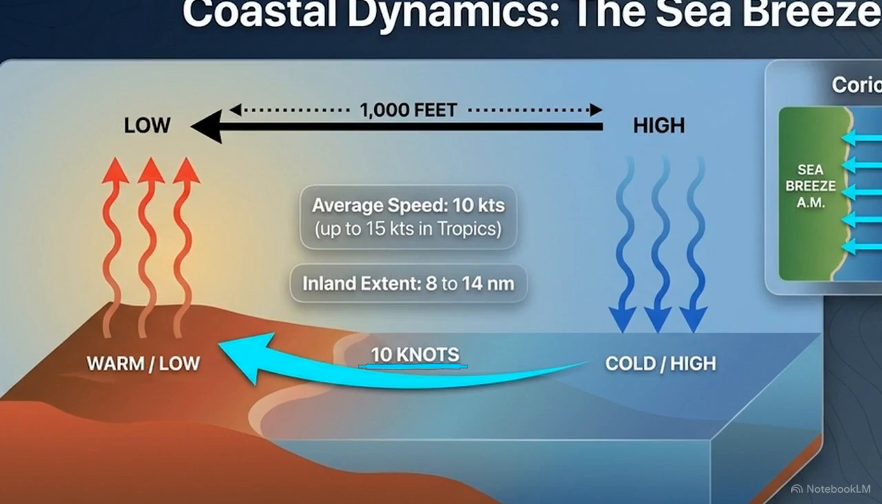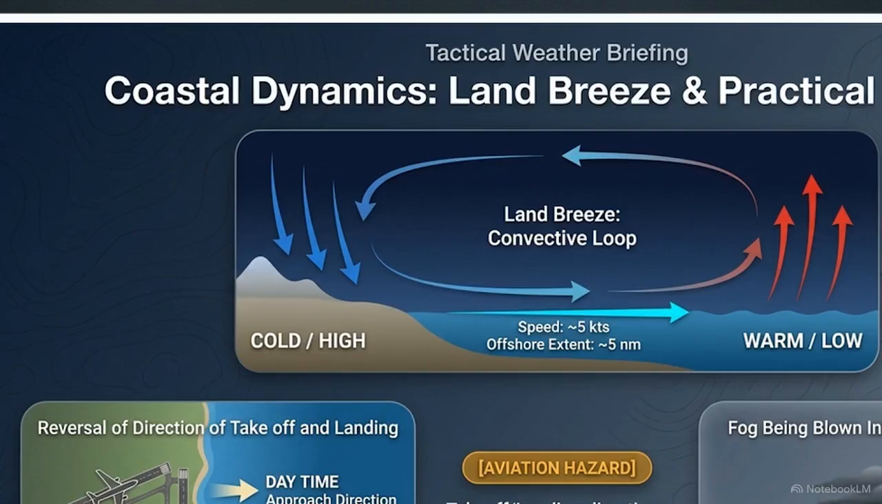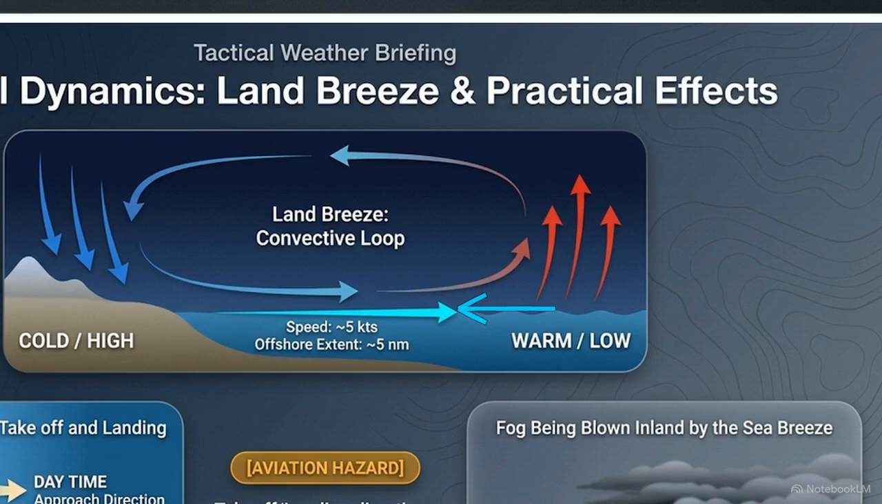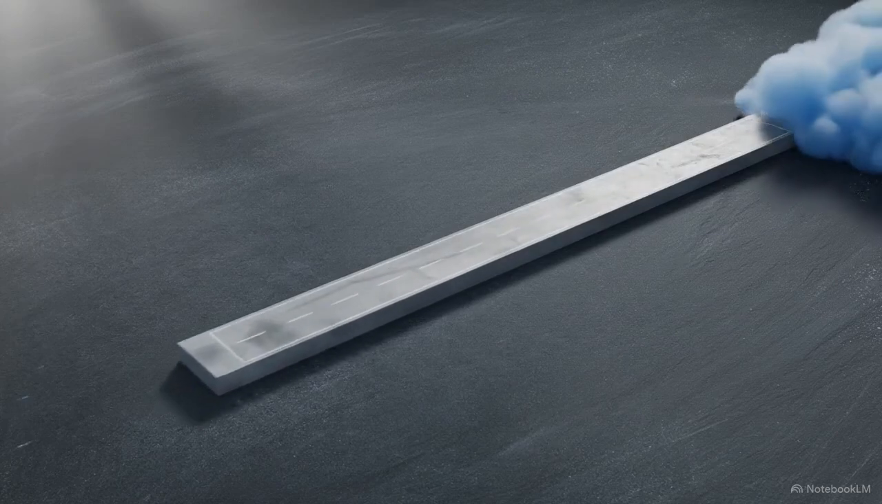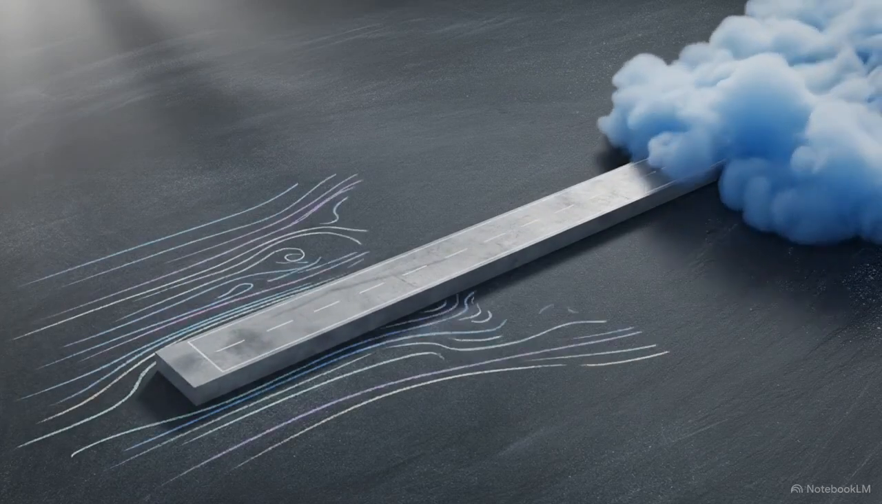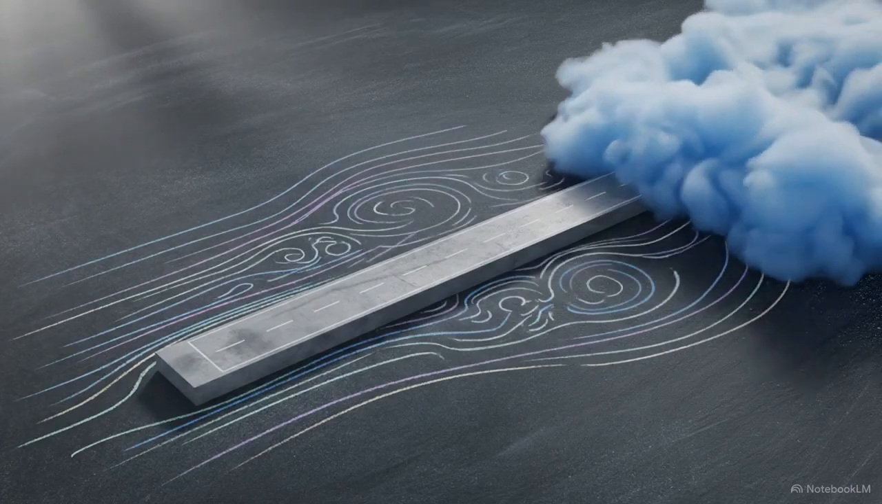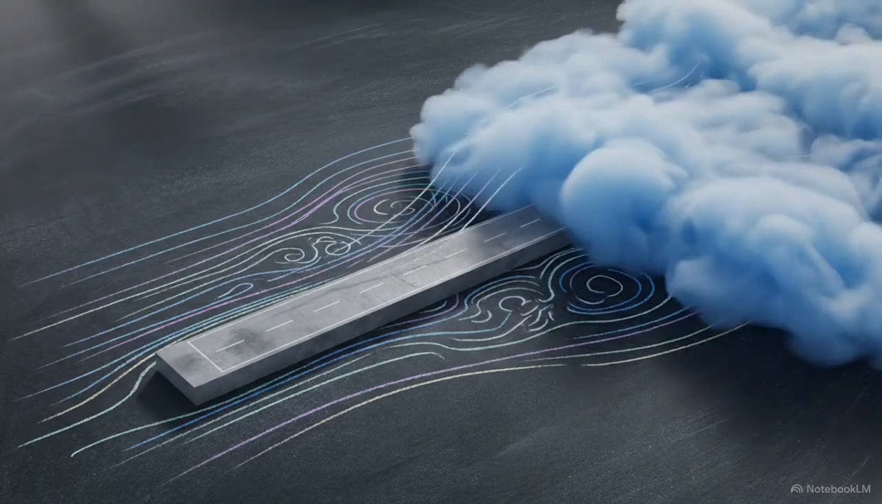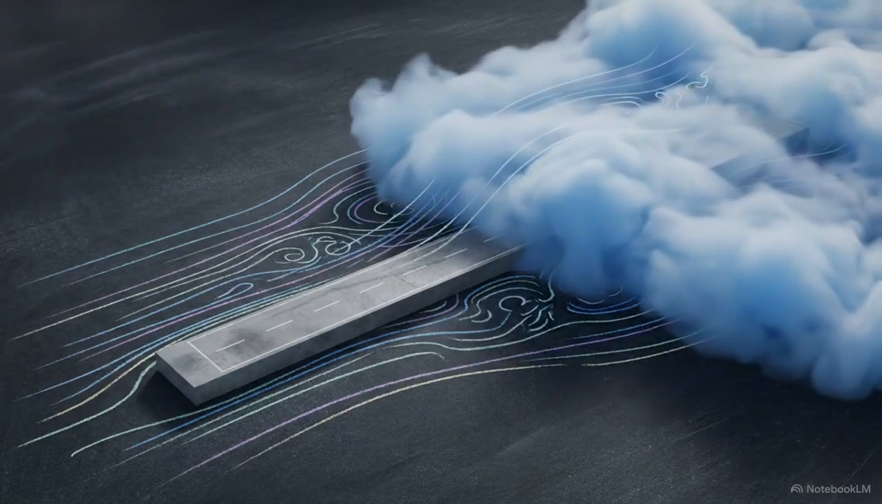This convective loop illustrates the nighttime reversal. Land cools rapidly, forming a high-pressure zone that gently pushes air back over the relatively warmer ocean, creating a slower 5-knot land breeze. These localized shifts present immediate tactical challenges. A runway favoring a headwind approach at noon will require a total directional reversal at dusk. Furthermore, advancing sea breezes can rapidly advect dense fog banks directly over the airfield.